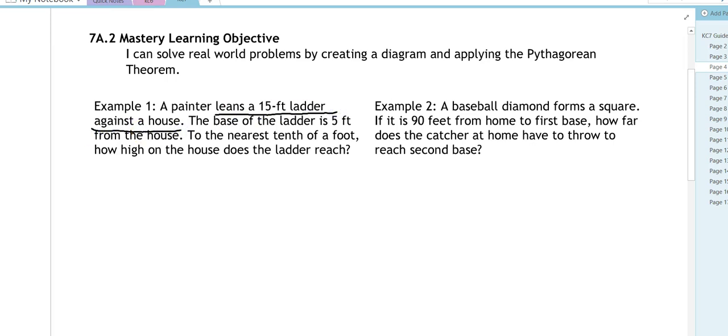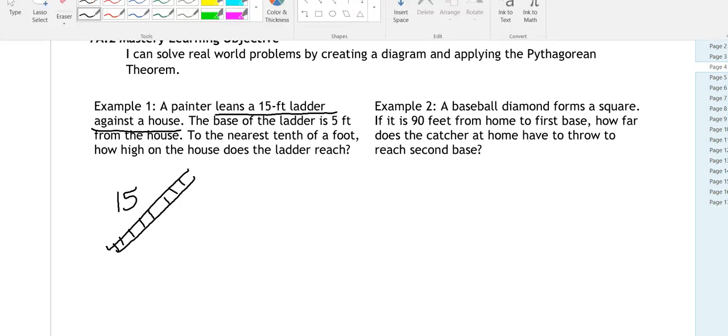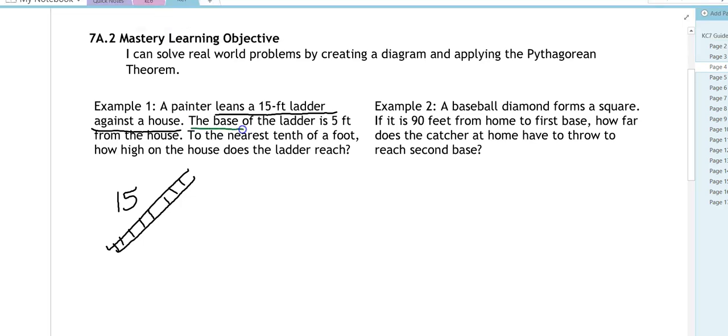That means my ladder is diagonal, right? Think about it, you lean your ladder. You don't have to draw a picture. It's just going to be a triangle, to make it make a little bit more sense. And that's going to be 15, right? The base of the ladder is 5. So anytime you see that word base, base means bottom. Bottom equals base. So therefore, the bottom is 5.